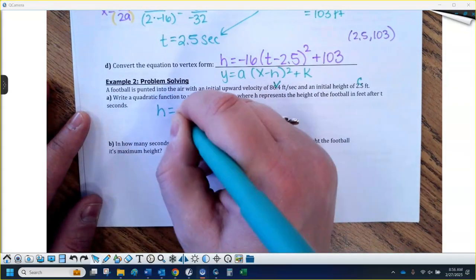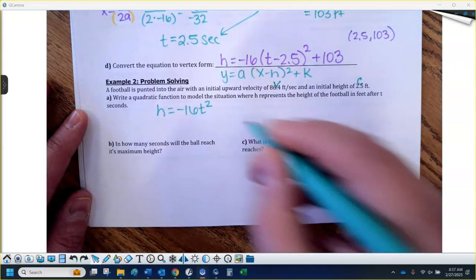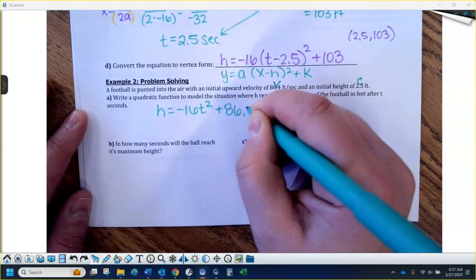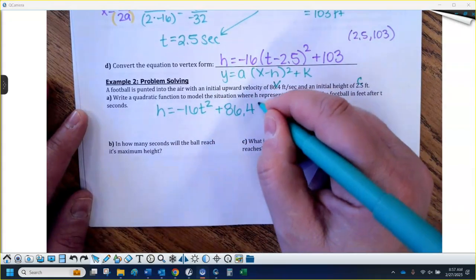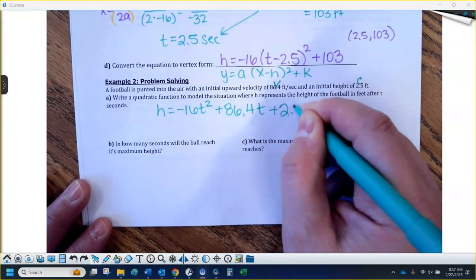So the height of the football, -16 t squared. The -16 is your force of gravity. I know this is super weird, but we're going to write 86.4 as our velocity. That's going to go in front of the t. So sometimes these have some weird coefficients. And then the initial height is 2.5. So plus 2.5.